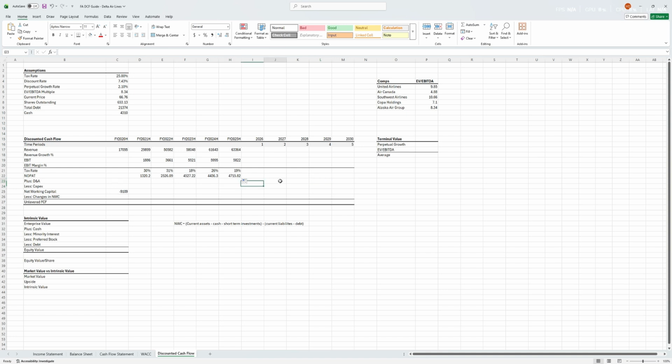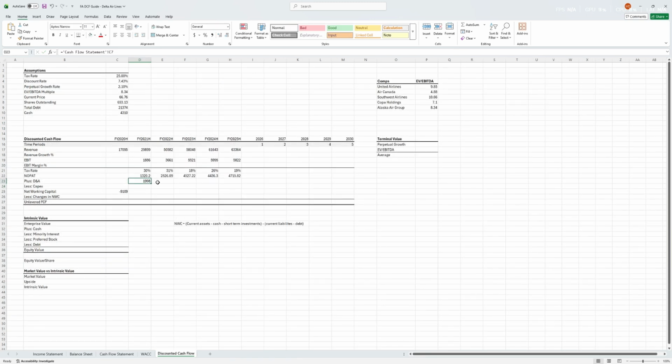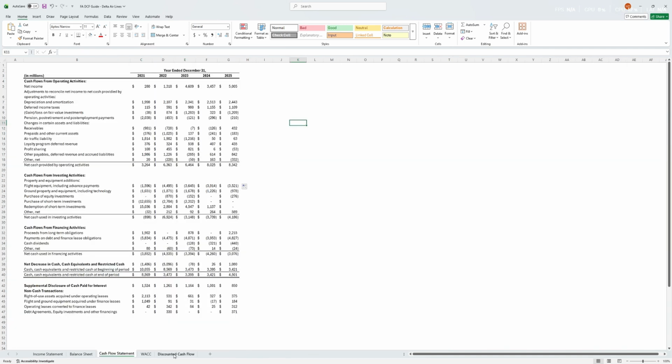Depreciation and amortization. This is going to be easy to find. What we're going to do here is we can just grab the equal sign. We can run over to the cash flow statement. Over here, we're going to see depreciation and amortization. We can grab that and just drag that over. Perfect. Let me just double check. 24.